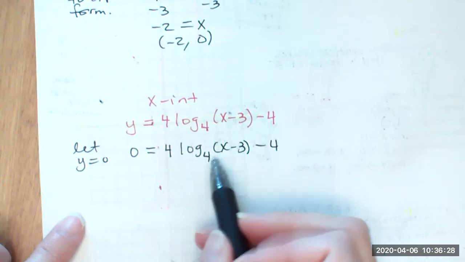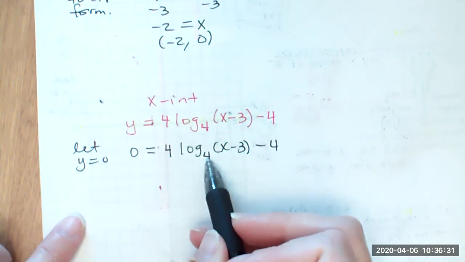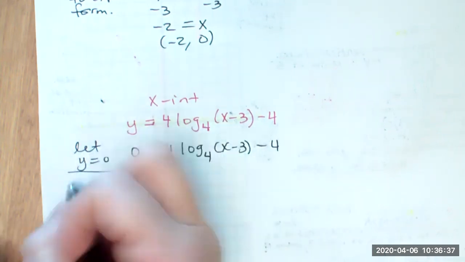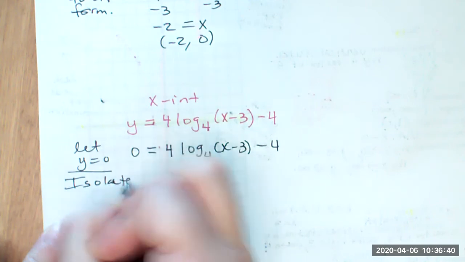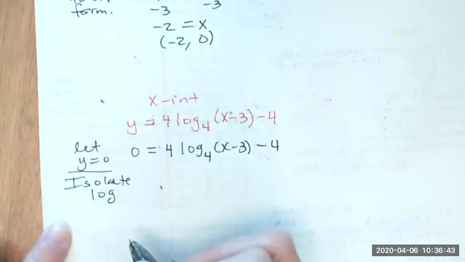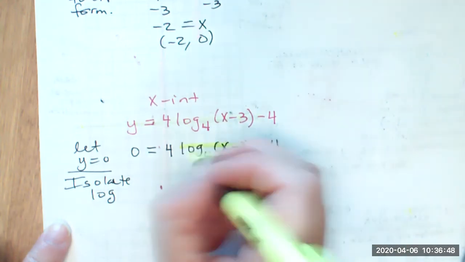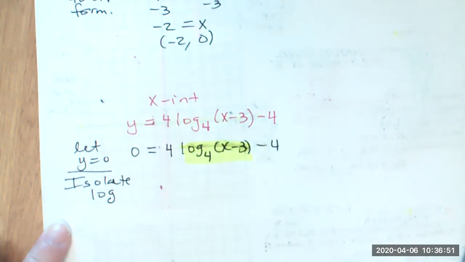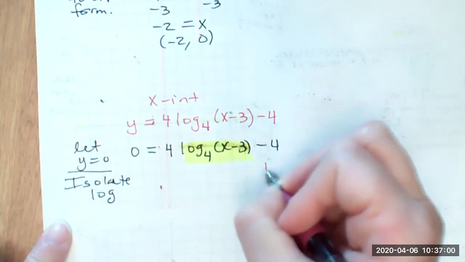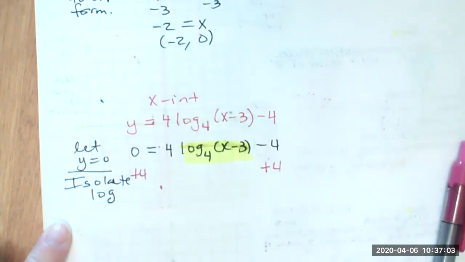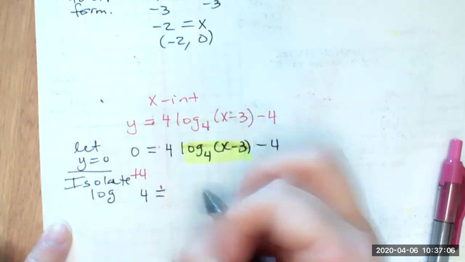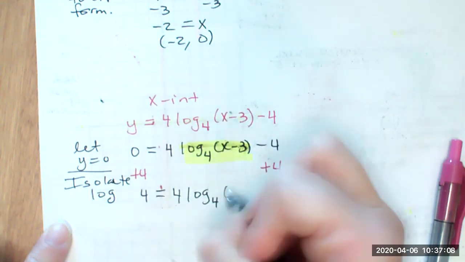But the key here is that we want to isolate the log and then change to exponential form, right? So the first thing you're going to need to do is isolate the log. And then we're going to change to exponential form. So let's isolate the log first. When I say isolate the log, I'm talking about the log plus its argument here. That entire expression we want to isolate, okay? And so what I'm going to do is add 4 to both sides. And that'll give me 4 is equal to 4 times log base 4 of (x minus 3).